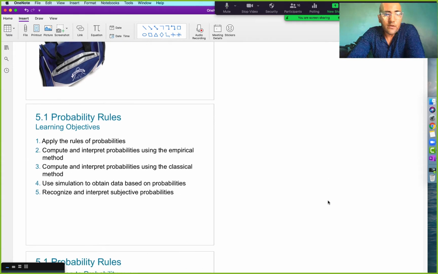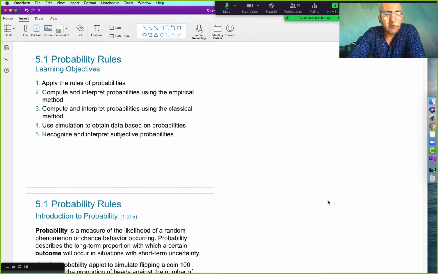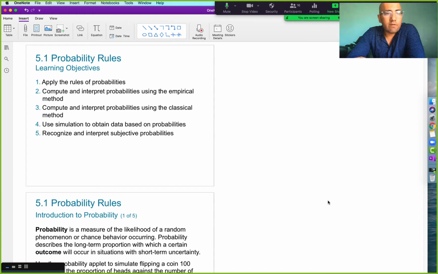Okay, so we begin with Chapter 5, Section 1. In this section, we'll cover the probability rules. We're going to learn how to apply some of the rules of probabilities, what we're allowed to do, what we're not allowed to do. Of course, we have to cover some of the definitions along with this.